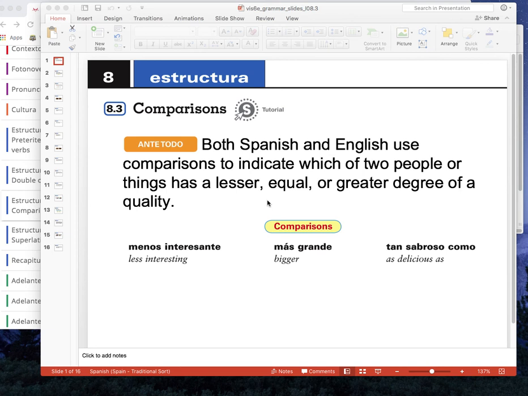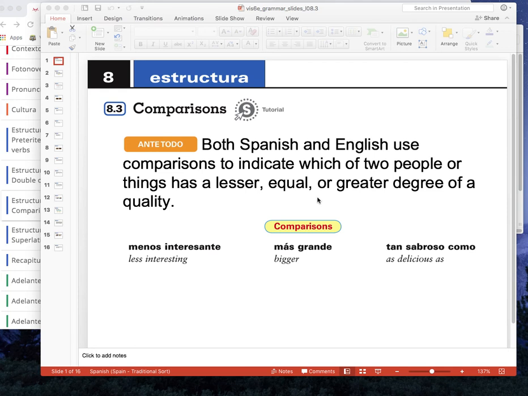Hola clase, hoy vamos a mirar y estudiar la lección 8.3 que son comparisons. If you want to follow on in the textbook, we're on page 281 a 283. Alright, so let's start with this PowerPoint.